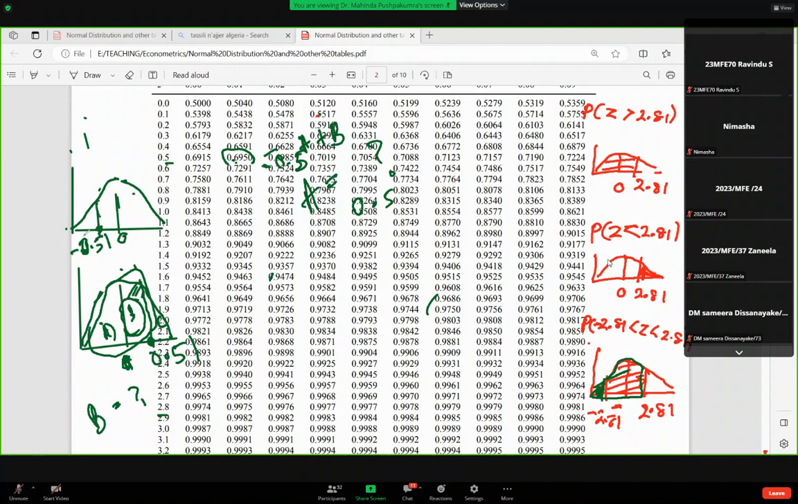Let's say now again A, B, C. Now you want to find area B. How to find it? Then you have here minus 0.51. But in this table, you don't have minus 0.51. Then how to find the answer?